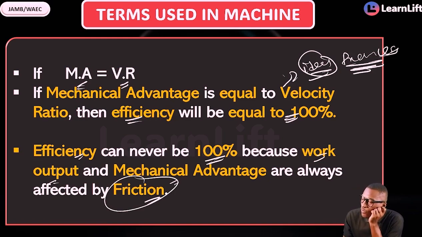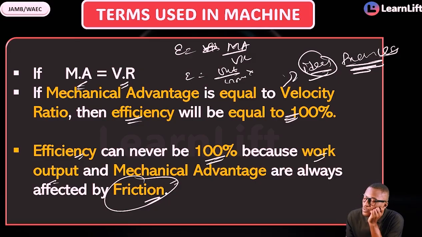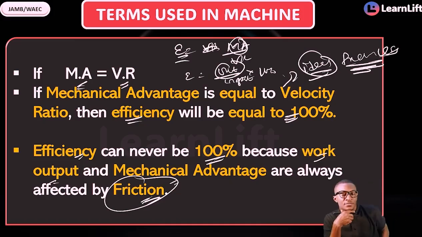Look at it. What is the formula for efficiency? Efficiency is equal to mechanical advantage over velocity ratio. Efficiency is also equal to work output over work input times 100%. So you can see that work output and mechanical advantage are affected by friction. Hence, efficiency will be affected.